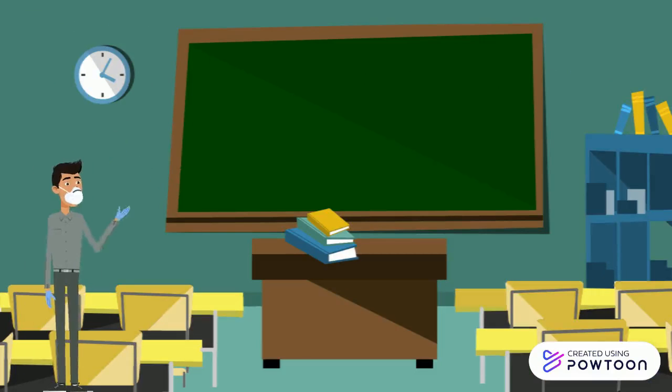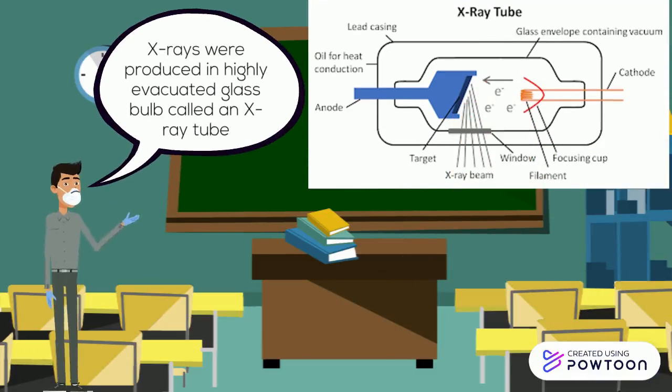An X-ray tube is essentially made of two electrodes: the anode, which is made of a heavy metal of high melting point, and a cathode. When a high voltage is applied between the electrodes, streams of electrons are accelerated from the cathode to the anode and produce X-rays as they strike the anode.